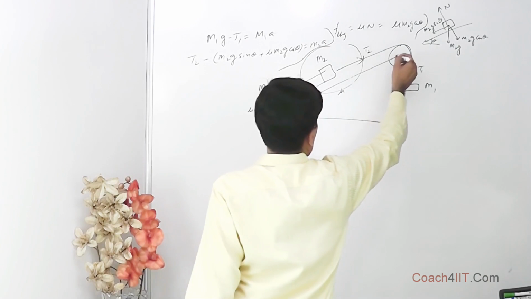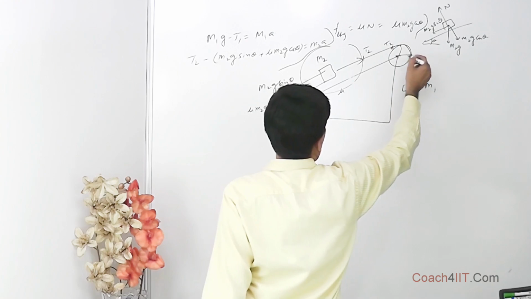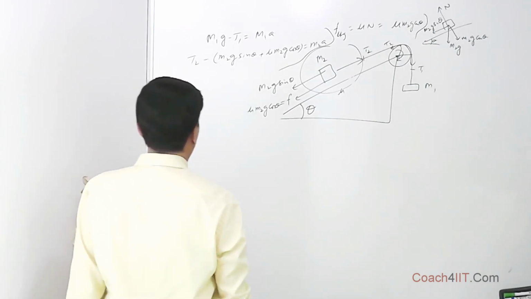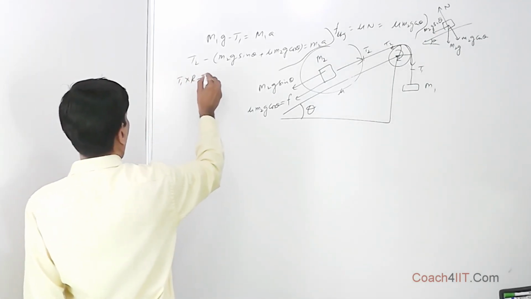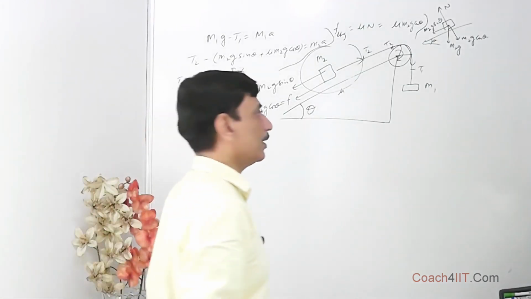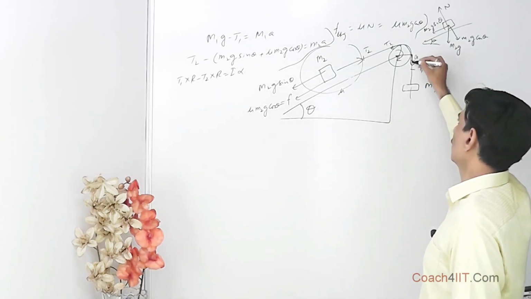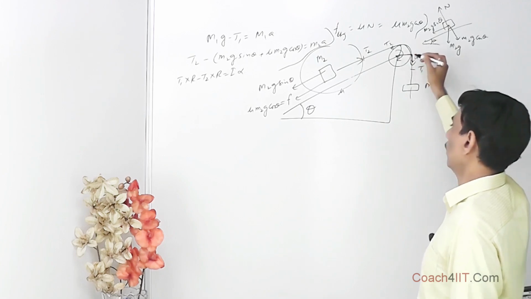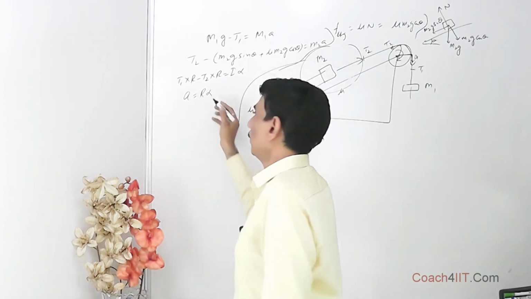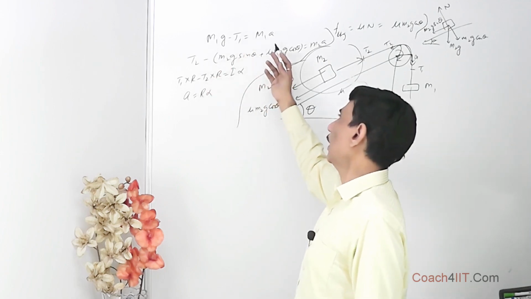For the pulley, T1 is acting this way, T2 is acting this way, both forces are tangential forces. So torque, ultimately it is rotating in this direction. So net torque T1 into R minus T2 into R is equal to I into alpha. Also, as we have been doing earlier, the acceleration of this and the acceleration of this point are going to be the same, linear or tangential acceleration, since it is moving in a circle. So we have the fourth equation, a is equal to R alpha, which connects the linear and angular parameters. Now we have four unknowns, T1, T2, a and alpha.